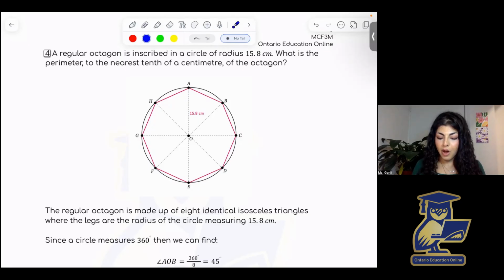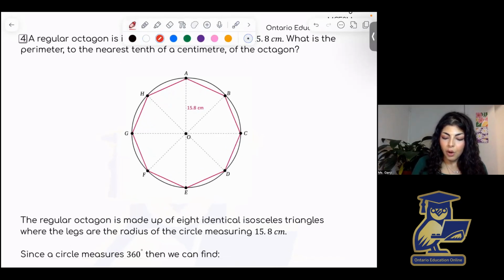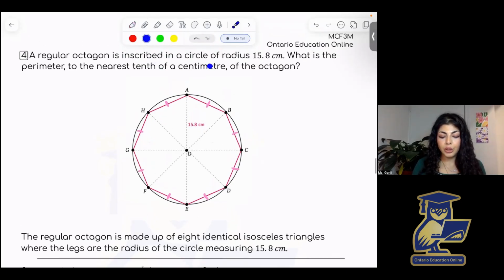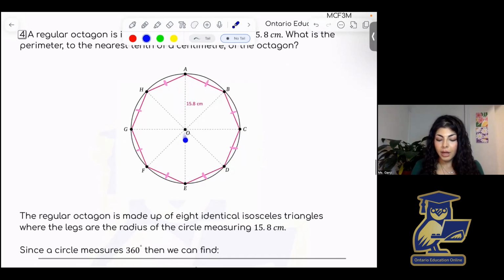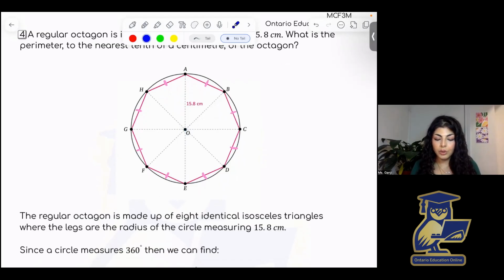Now, in the case of a regular octagon, we know that all of these side lengths are the same. And for this shape to be inscribed in a circle, it means that it is exactly inside the circle and the vertices are on the circumference of the circle, as we see here. Now, this is the origin of our circle, so then we know all of these lines, each one on its own, is the radius of the circle.